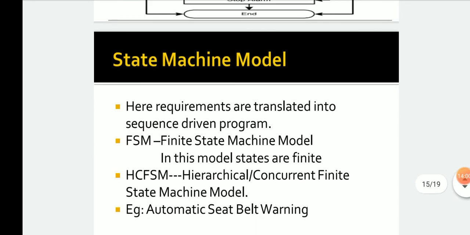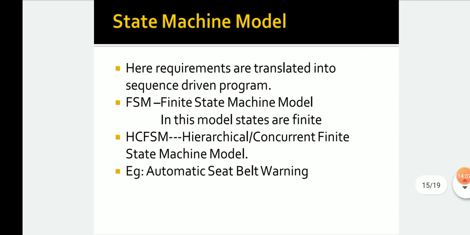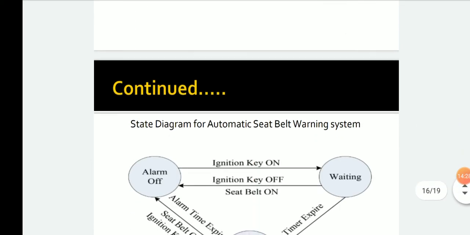Now next one is the state machine model. Here requirements are translated into a sequence driven program. FSM, finite state machine model. I have explained to you, FSM is the finite state machine model. In this model, states are finite. The FSM and HCFSM are the types of state machine model, and HCFSM stands for hierarchical or concurrent finite state machine model. Here also the example is the automatic seatbelt warning system.